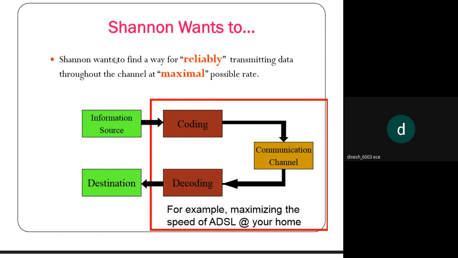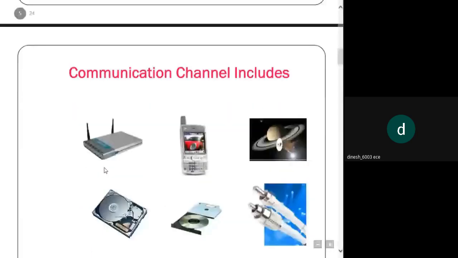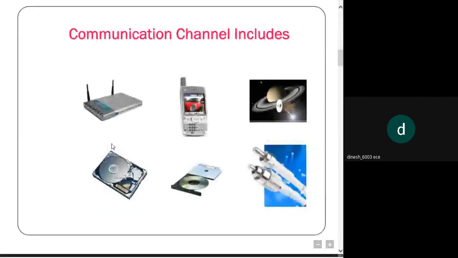Right. The best example of Shannon's digital communication is the usage of ADSL at our home. We will be using ADSL boxes, so I will show you the ADSL box now. The first one, somebody has said, is a router, if you are having a landline telephone.